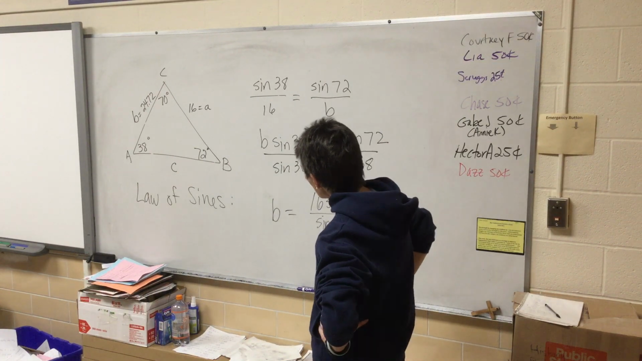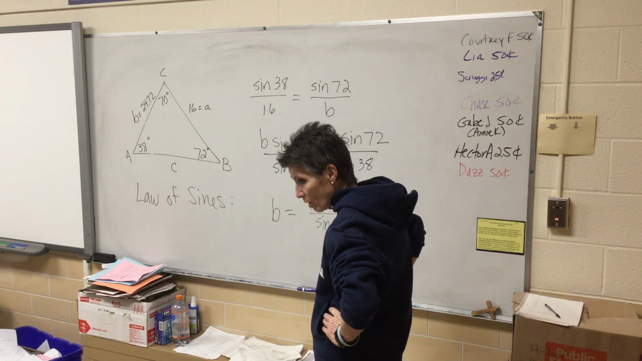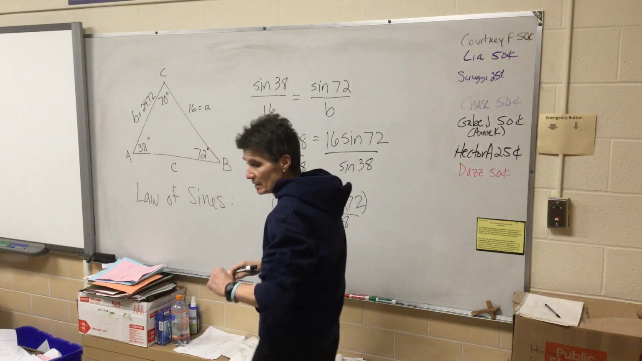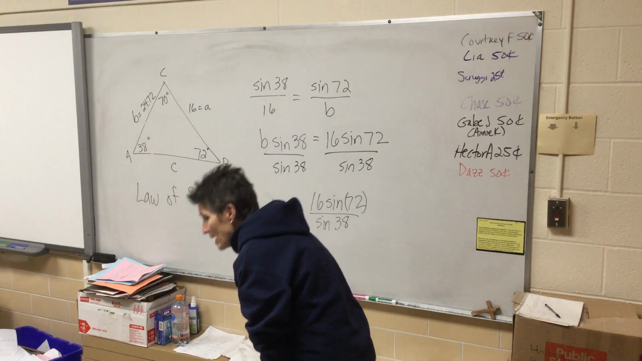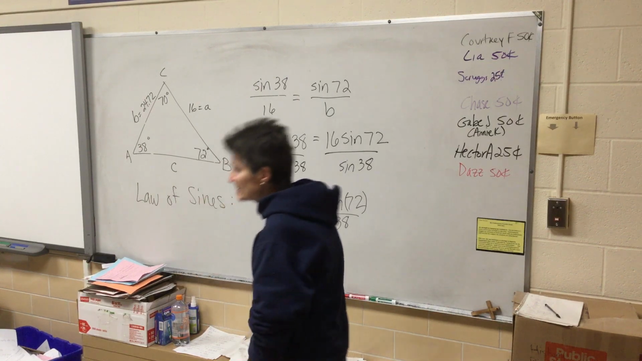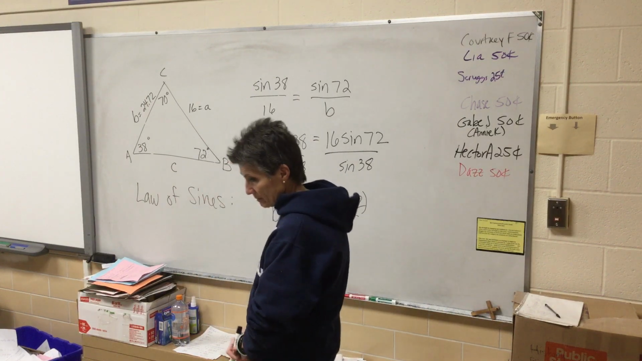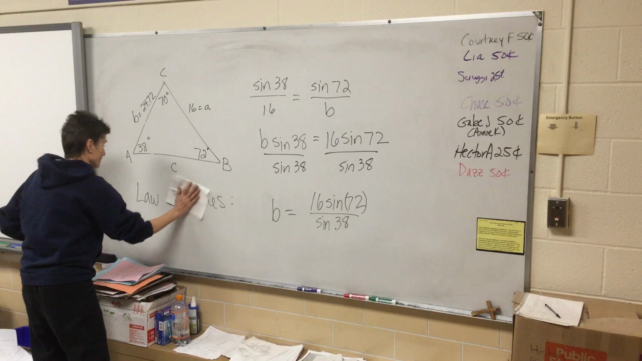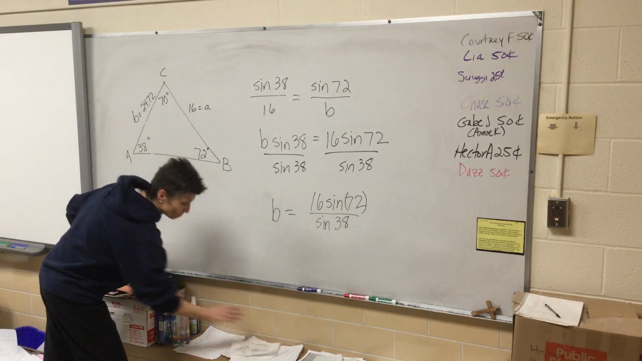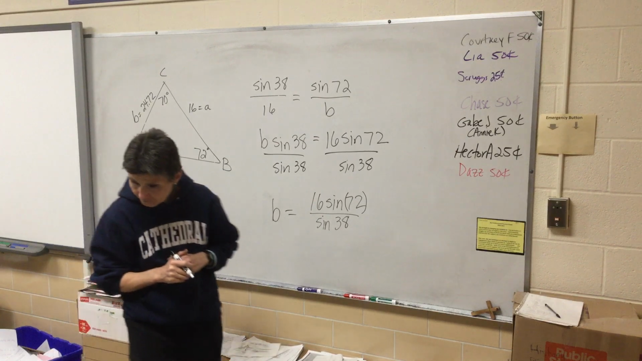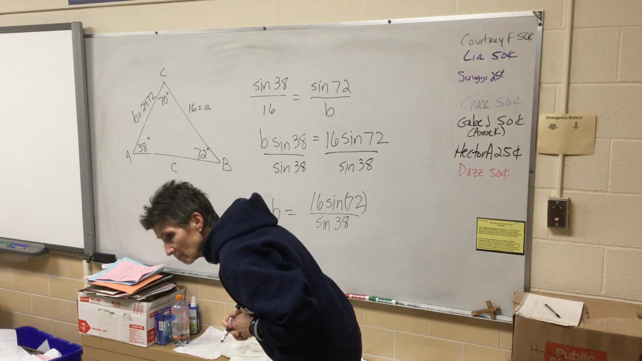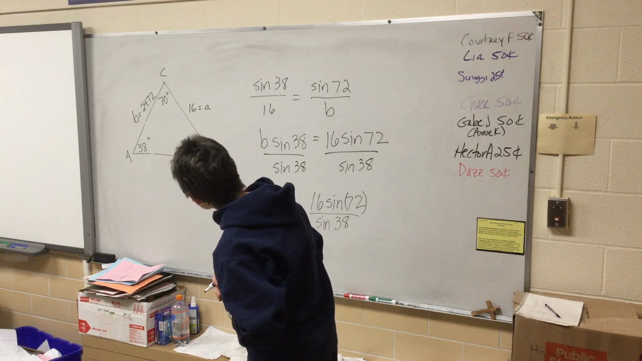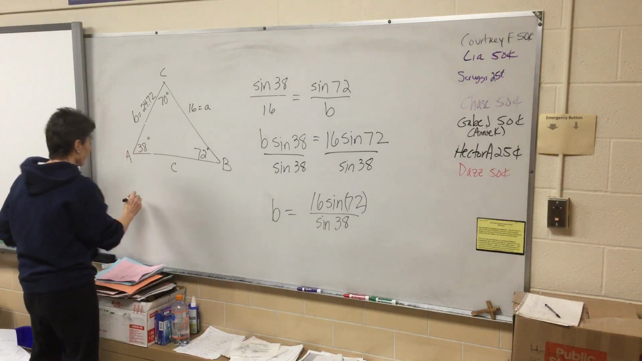All right. Does anyone have a question so far? We're almost done. All that's left is to find side C. Do not think about the Pythagorean theorem, guys. It's not a right triangle. So, what do you think I'm going to get to do then to find side C? Sine of 70 over C equals sine of 38 over 16. I love it. You're absolutely right, Gabe.